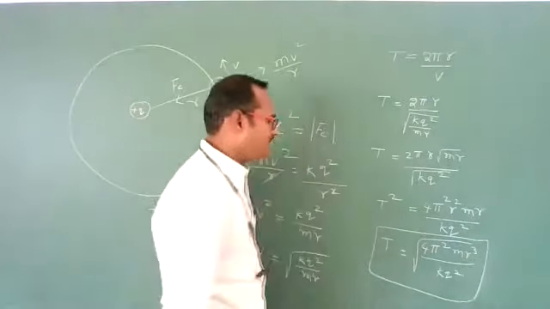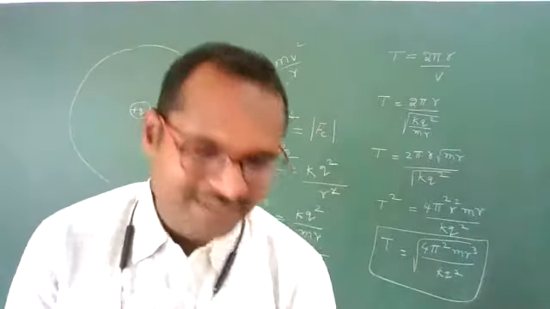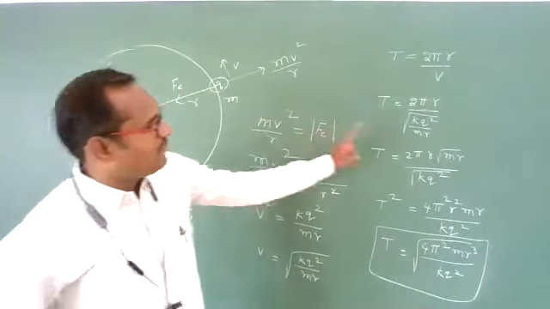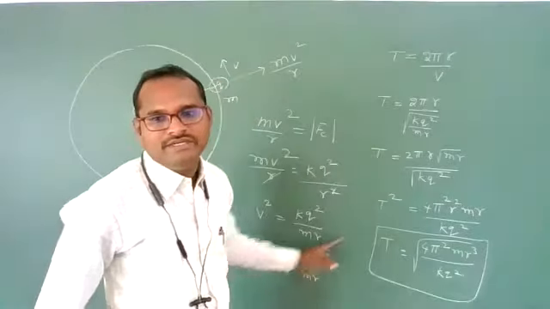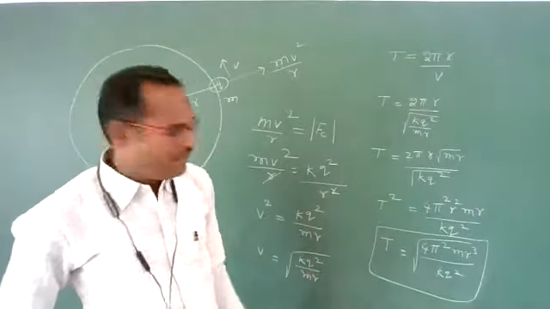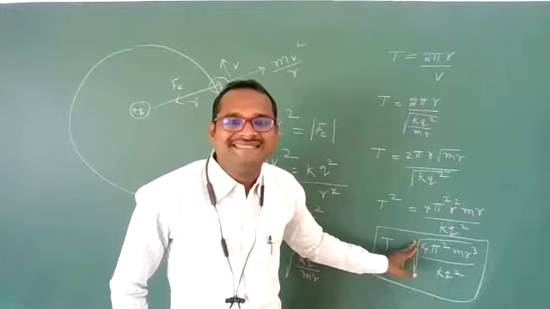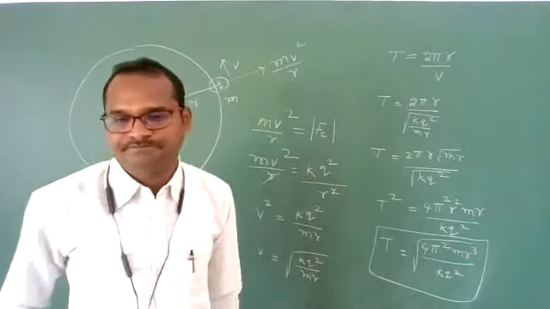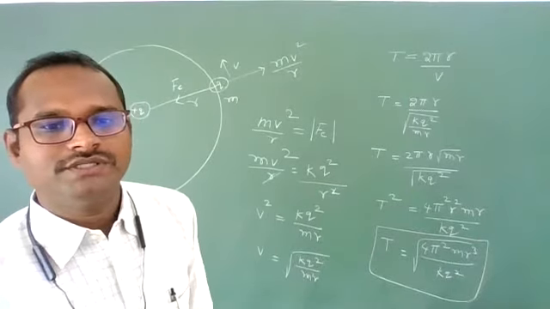If you want, you can keep k value 1 by 4 pi epsilon naught also. I hope you understand this point. For objective questions, you can get this formula directly. If you are able to write these two points, then you can get this answer. If you write k value as 1 by 4 pi epsilon naught, you will get 16 pi square epsilon naught mr cube by q square. Okay, are you understanding, students?